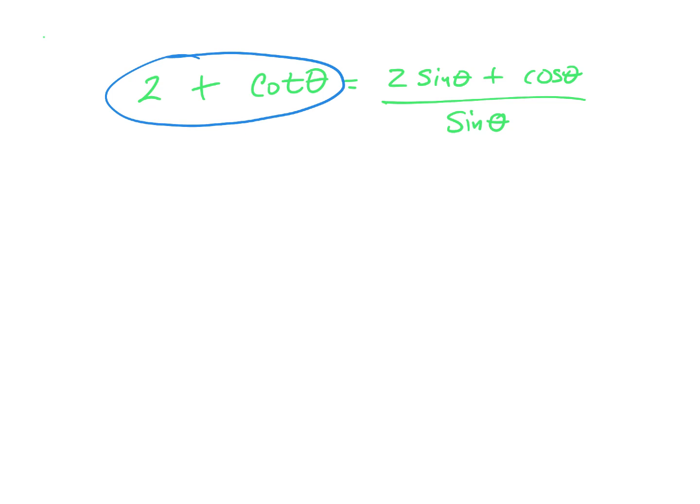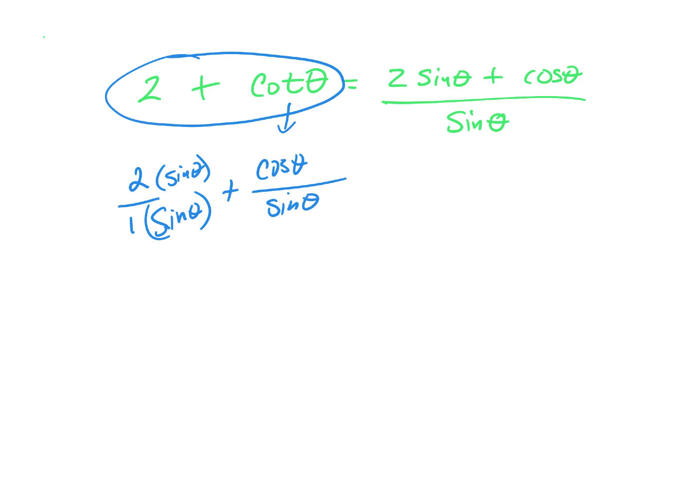Let's go with Hannah Rendels. Can you tell us what you think we should do? Well, first I made cotangent into cosine theta over sine theta. And then to get common denominator, I multiplied 2 by sine over sine. And then you could add 2 sine over sine plus cosine over sine to get the right side, which is 2 sine theta plus cosine theta, or sine theta.